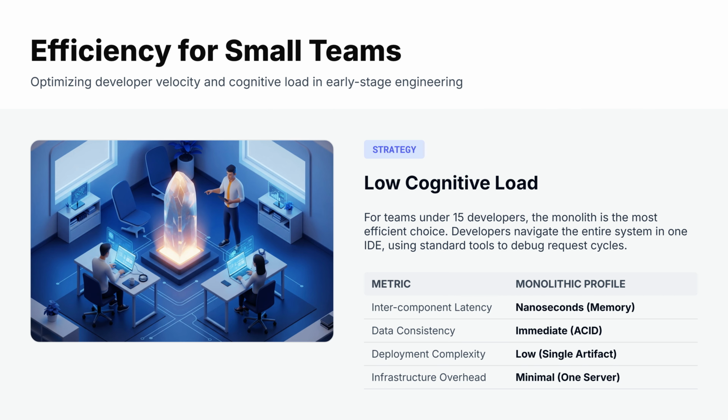The intercomponent latency is measured in nanoseconds due to direct memory access. The data consistency is immediate due to ACID transactions. The deployment complexity is low because the monolith is deployed as a single artifact. The infrastructure overhead is minimal since the system runs on one server cluster and uses one database. The debugging complexity is low. A single stack trace provides the complete picture of a problem.